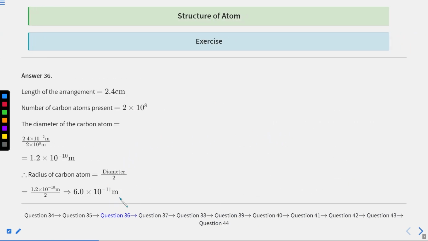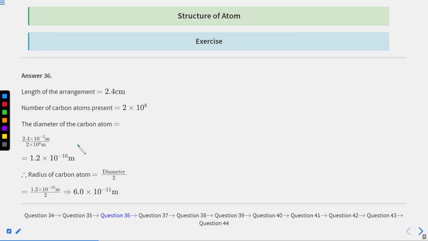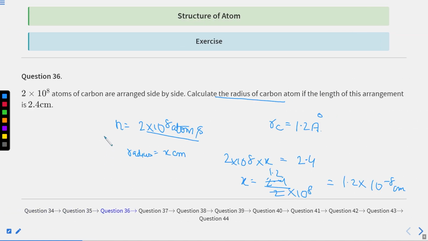Here they have written it in terms of meter, no problem. You can write it in terms of centimeter or meter also; that totally depends upon you. So they have done the same thing, 10 to the power minus 10 meter. Clear?